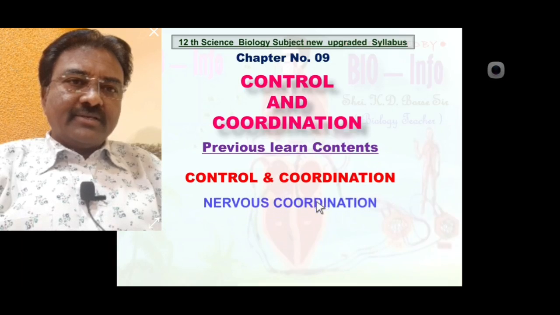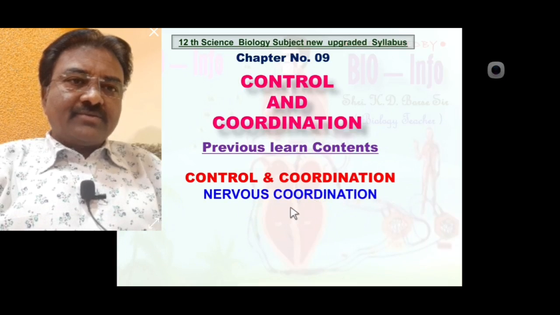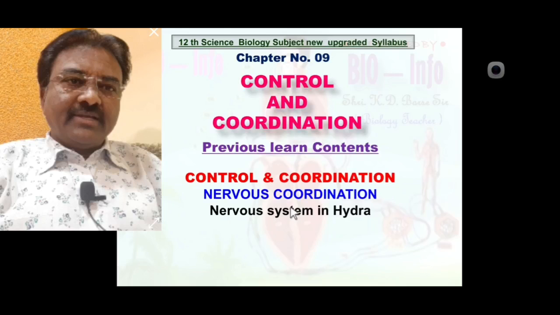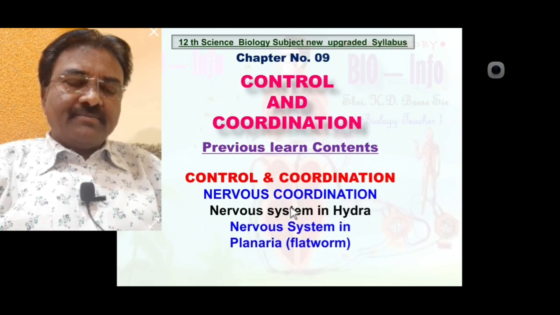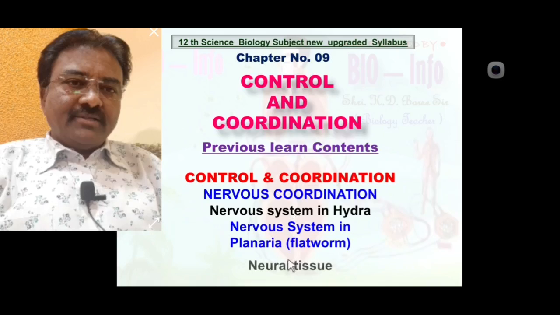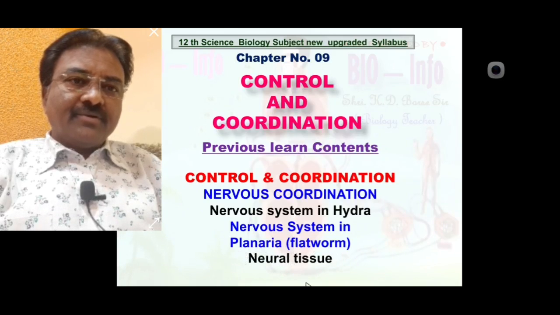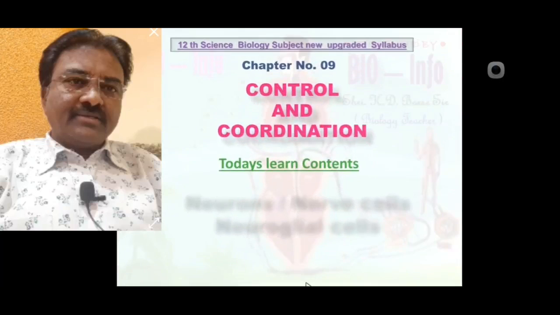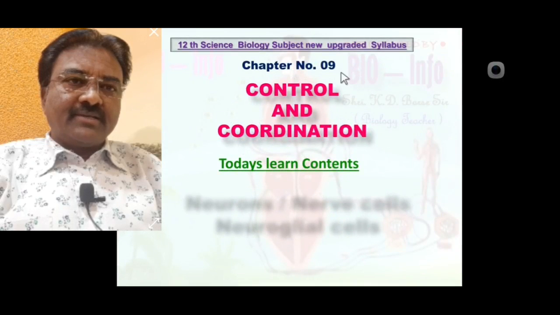In previous lecture we learned control and coordination chapter content concept, term control and coordination. We also learned nervous coordination, nervous system in hydra, also nervous system in planaria, flatworm. We also learned neural tissue contains neurons and neuroglial cells. Today we are going to learn some more concepts including control and coordination chapter.